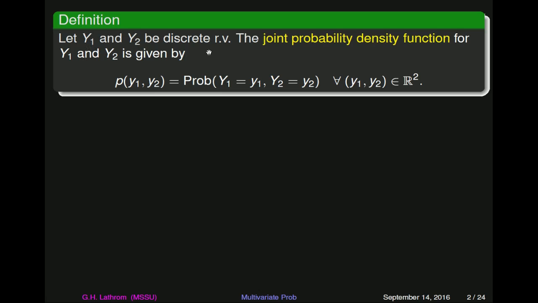When they are discrete random variables, we define the joint probability density function, which is the joint PDF, for y sub 1 and y sub 2, to be little p of y sub 1, y sub 2, and that will be equal to the probability that capital Y sub 1 is equal to little y sub 1, and that capital Y sub 2 is equal to little y sub 2. And this is going to hold for all y sub 1 and y sub 2 in the plane.